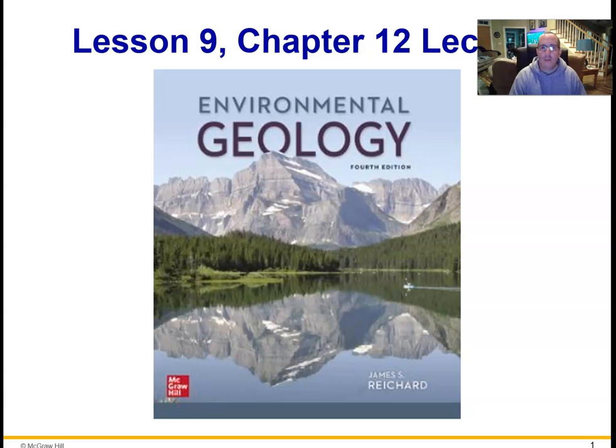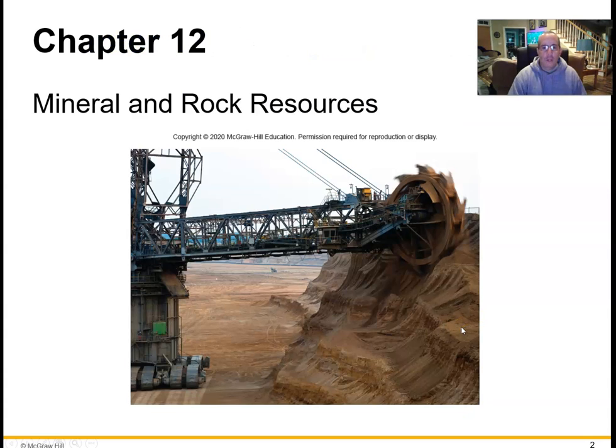This one's lesson 9, chapter 12, about rocks and mineral resources. We're going to continue our look at Earth's resources. This chapter will be on, as it says, mineral and rock, and the next chapter will be on our energy resources. So, as we're talking in this lesson, we're going to be talking about mining a lot here.